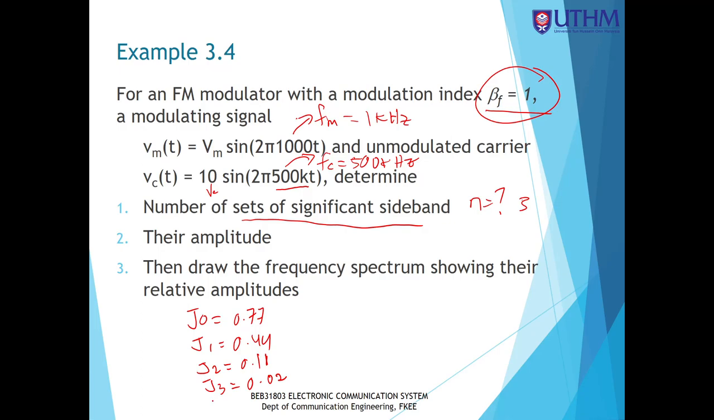Okay, remember that Jn is equal to Vn divided by Vc. So Jn is the relative amplitude. So how can we find the real amplitude? How much is the amplitude? Therefore Vn is equal to Jn times Vc.